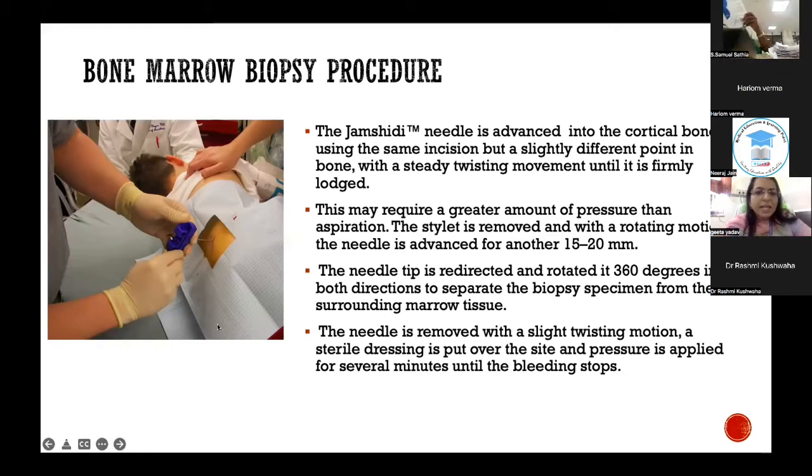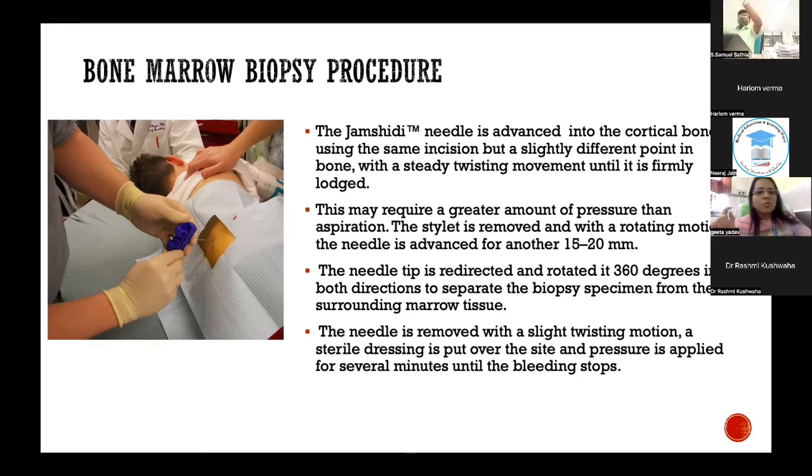We'll advance inside, and similarly as we did in the aspirate, when we are into the periosteum, it will give a giveaway feeling. Again, the patient will complain of pain, and when we are in the bone marrow, we'll take out the stylet and rotate it 360 degrees in both directions because we are taking out a biopsy. We need to cut it from the surrounding tissue, otherwise we will not get that biopsy. So it takes force actually. With experience, we know that an adequate length of biopsy has been taken.